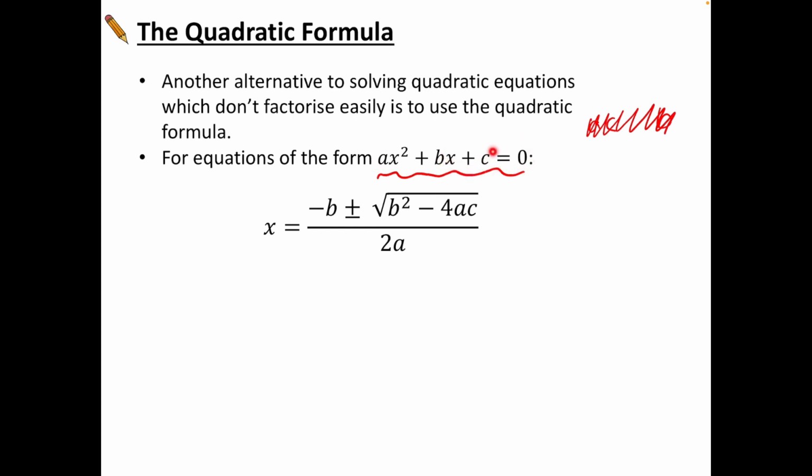So if you are ever given a formula where it does not equal 0, you must first make it equal 0 before you can work out what a, b, and c are. I would always get into a habit of writing down what a is, what b is, and what c is before I start to solve. Once you know these three things and you've written them down, that's really going to help you when you start to substitute into here. Now, you will not get this on your GCSE.